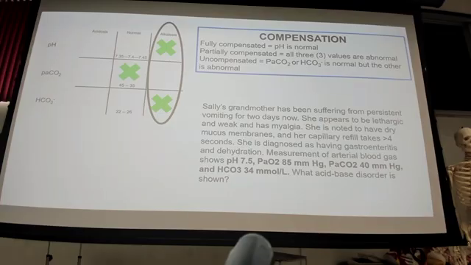And I already heard it, but is there compensation going on? Why no compensation? One parameter is normal, and the other is not. All right. Any questions about this?